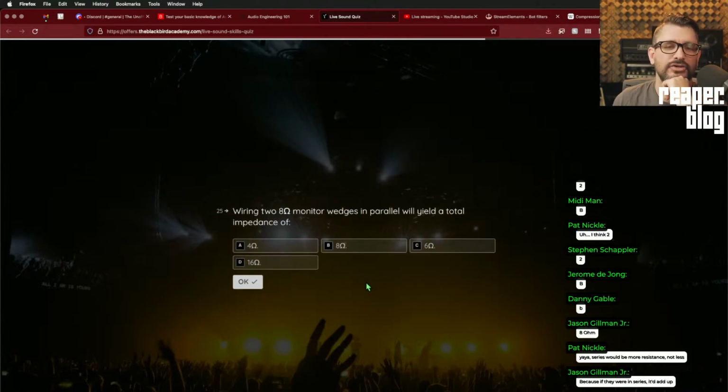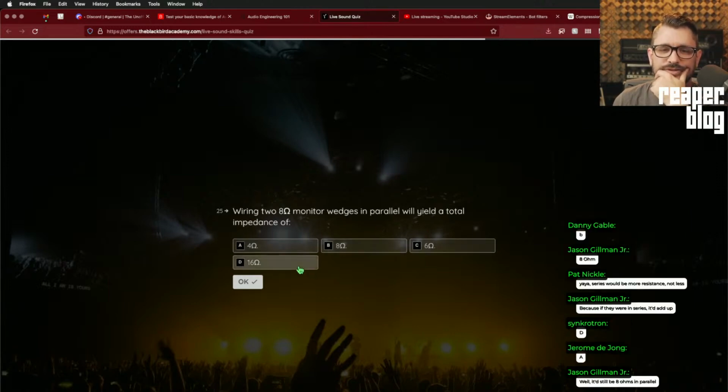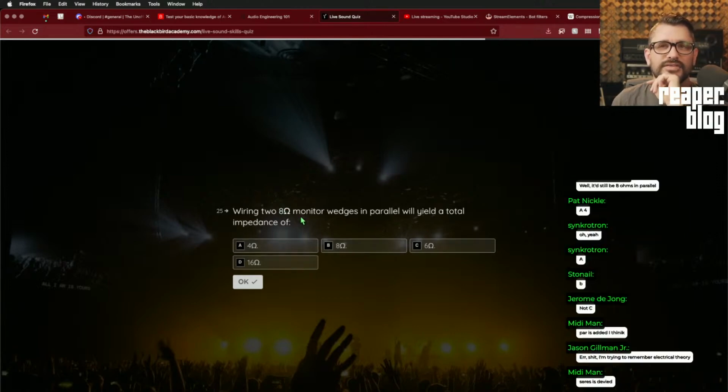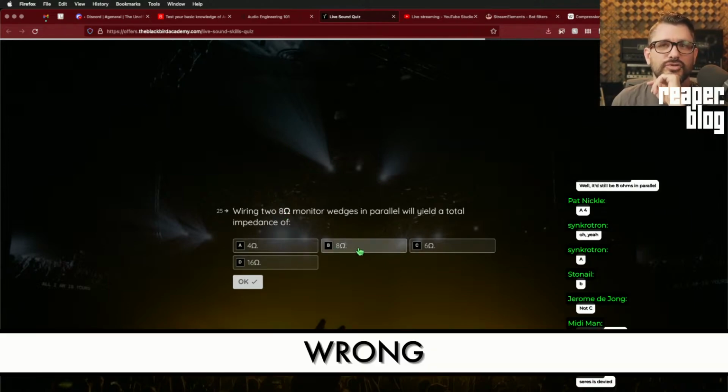Wiring 2 8-ohm monitor wedges in parallel will yield a total impedance of... 2 8-ohm wedges in parallel will have an impedance of 4. Right? We all agree? 4 ohm, 8 ohm, 6 ohm, or 16 ohm. In series, it would be 16. Each one is 8 ohms. So together, it would still be 8.